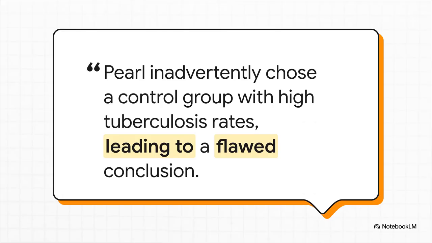And this kind of mistake is not new, not at all. You can go all the way back to 1929 when a guy named Raymond Pearl did a study and made the same kind of error. He chose hospital patients who had tuberculosis to be his controls, which you can imagine totally skewed his results. The lesson is timeless, really. You absolutely have to understand who your controls are.